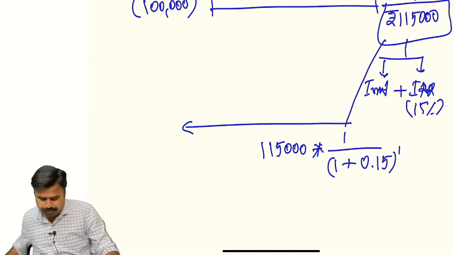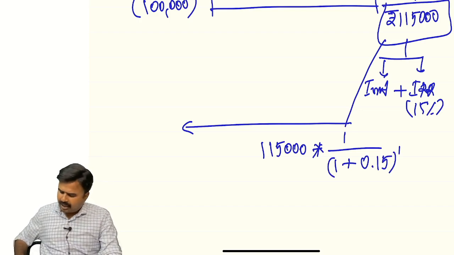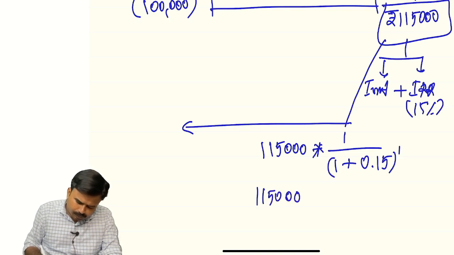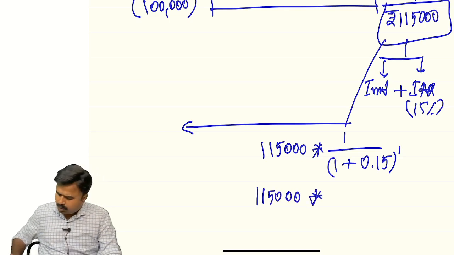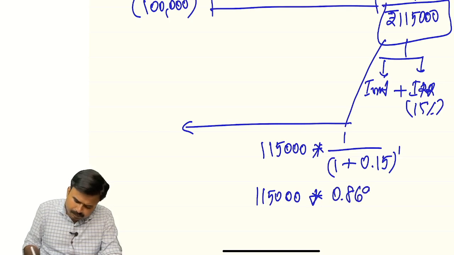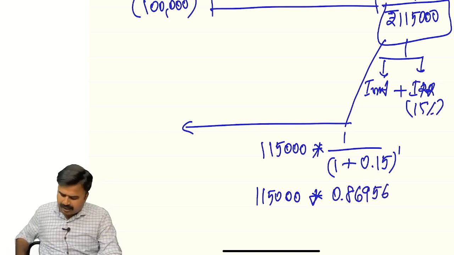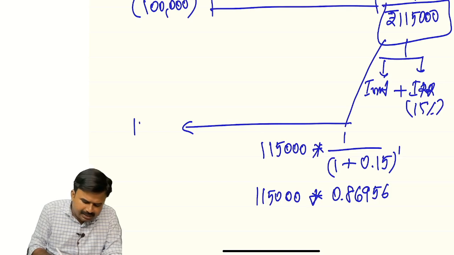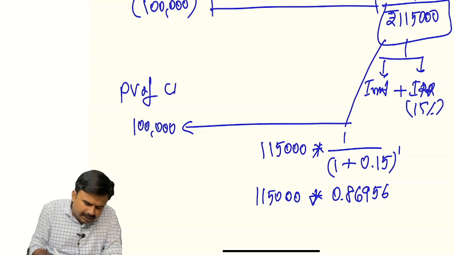Simply I can say 1,15,000 into 1 by 1.15, this will be 0.86956. Multiply this number with 1,15,000, you'll get 99,999, or I can say 1 lakh rupees. This is my present value of cash inflow.